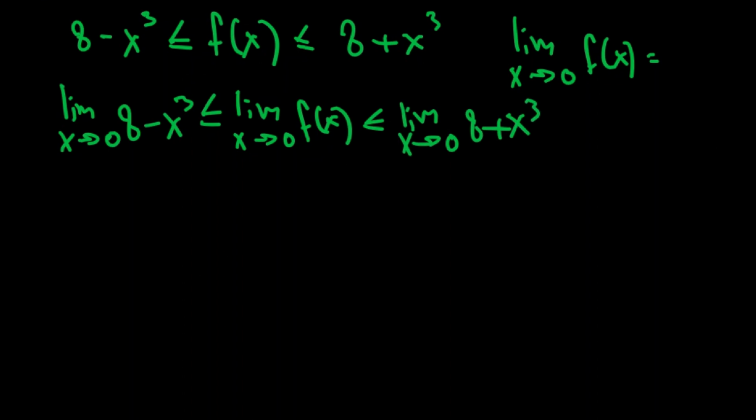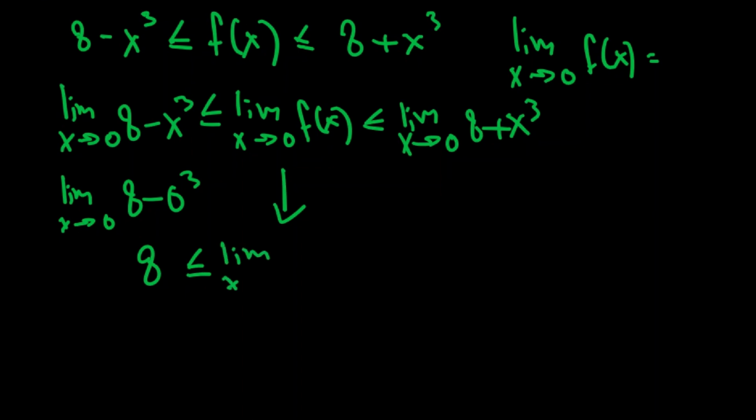We can't exactly do this limit right now, but we can do the neighboring limits. So we do this limit, and we substitute 0 for x: the limit as x approaches 0 of 8 minus 0 cubed. 8 minus 0 will just be 8. And we can bring this function down, and we know that this limit, we can't exactly solve it yet, right? The limit as x approaches 0 of f of x.